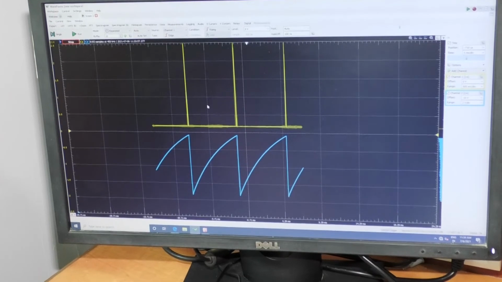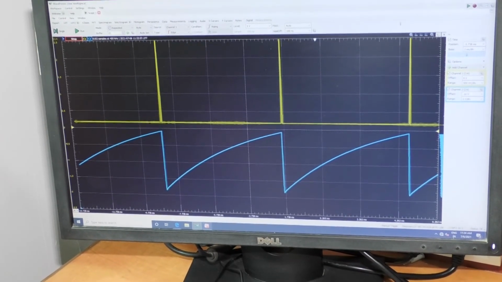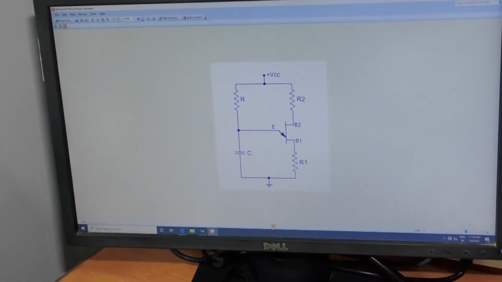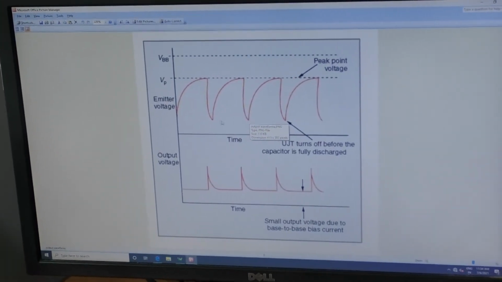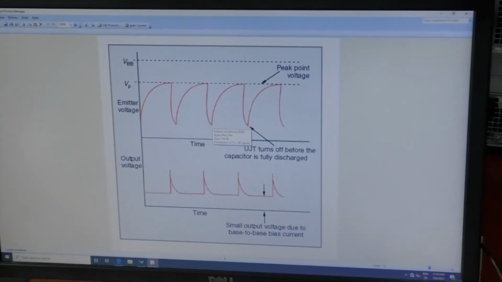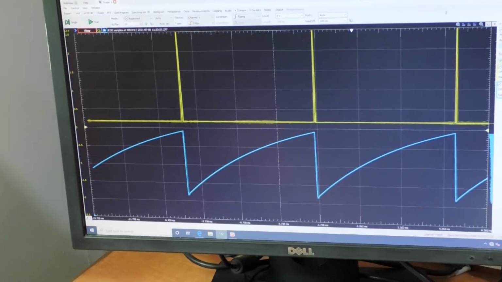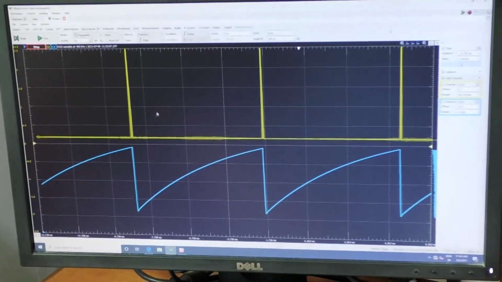This is the final output where you need to go for the calculations, in order to observe the output waveforms, that is, the voltage across the emitter and the output, which is the spikes. This is the output of the UJT relaxation oscillator.